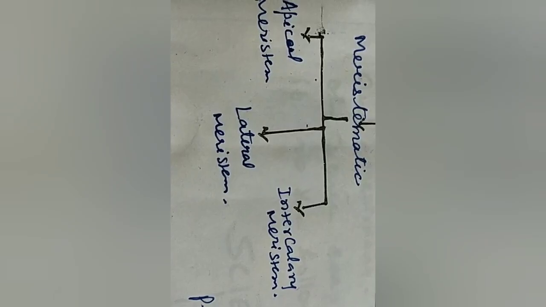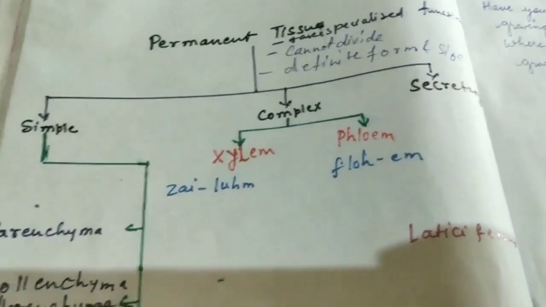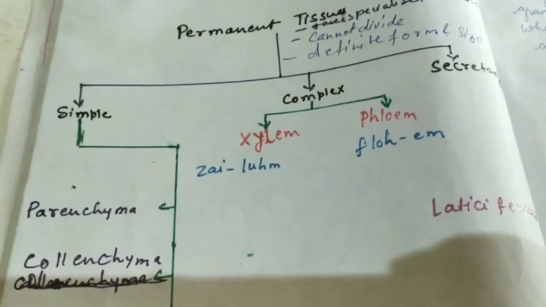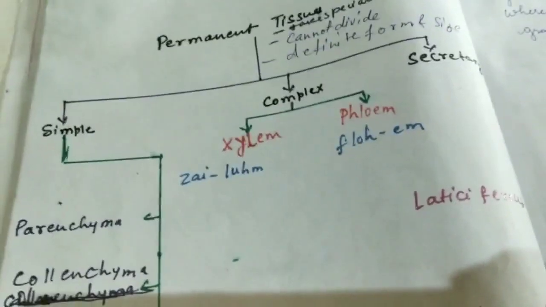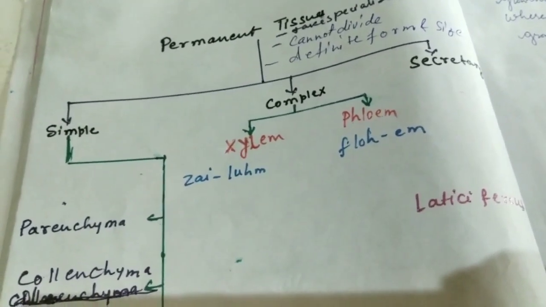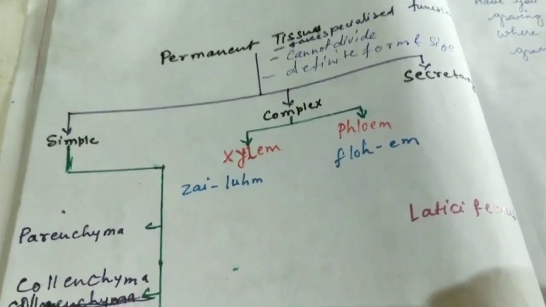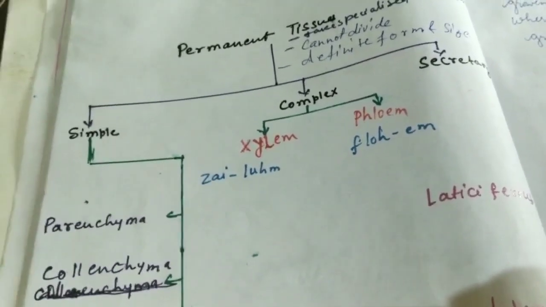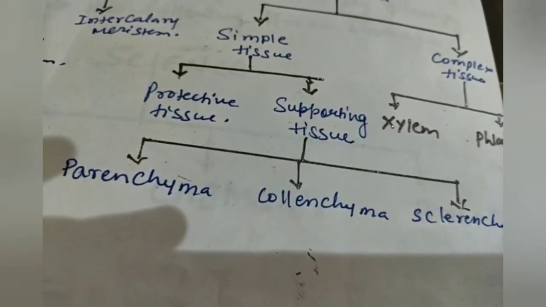Now we'll move on. A simple permanent tissue is made up of cells which are similar in structure and perform a common function. So they are further divided into protective tissue and supporting tissue. Supporting tissue is further divided into parenchyma, collenchyma and sclerenchyma. The second type of permanent tissues are complex permanent tissue.